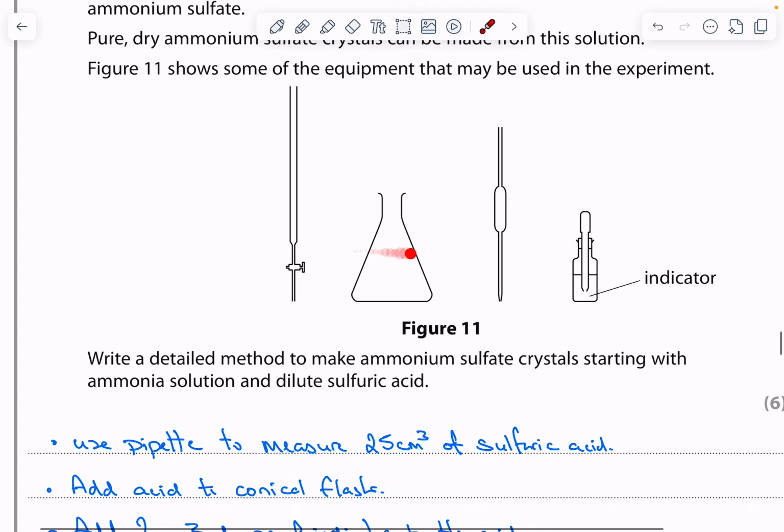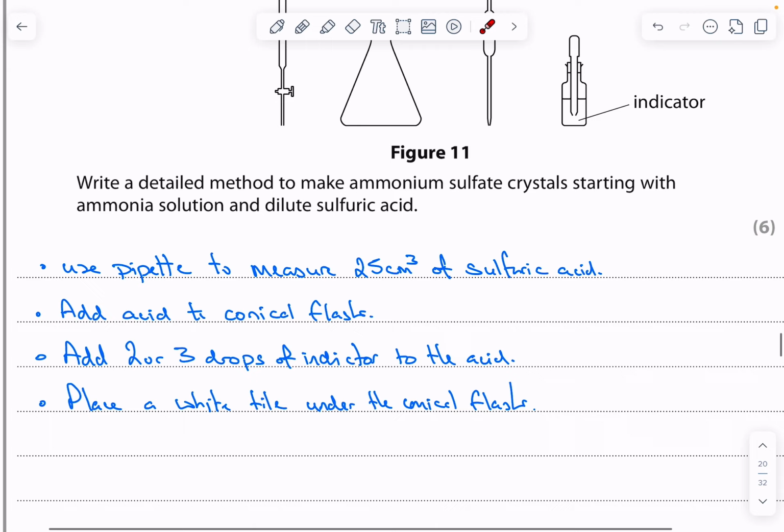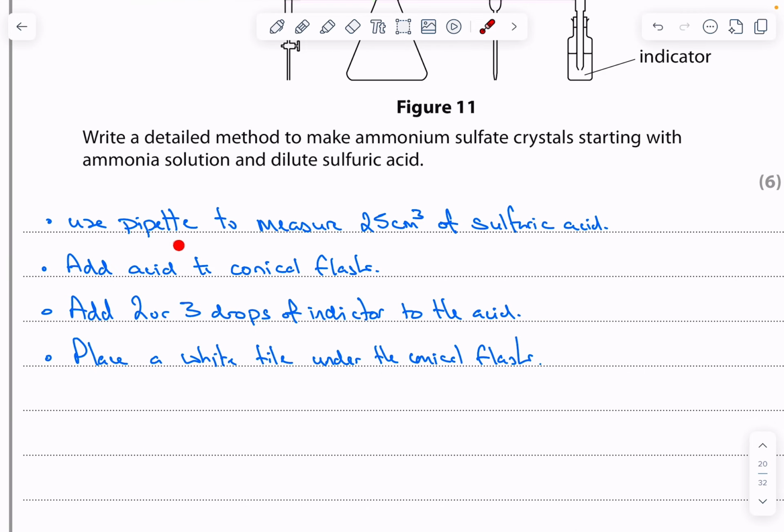Here's some equipment, not labelled up, but let's remind ourselves what these are. This is the burette, this is a conical flask, this is a pipette, and here we've got some indicator. The way we need to get this done is we use our pipette to measure out 25 centimeters cubed of the sulfuric acid. We add that to the conical flask, and then add 2-3 drops of indicator to the acid in the flask. If you remember in class, we placed it on a white tile, and that just lets us see the color change of the indicator far more clearly.